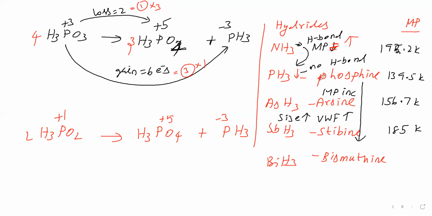Generally, from phosphine to bismuthine the melting point increases, but from ammonia to phosphine the melting point decreases. Ammonia has a higher melting point because of hydrogen bonding. Among ammonia, phosphine, arsine, and stibine, ammonia has the highest melting point.